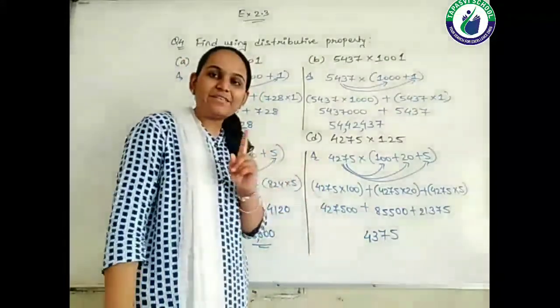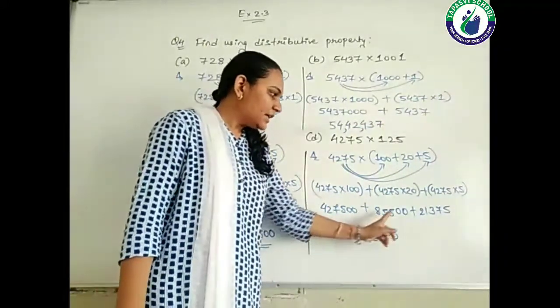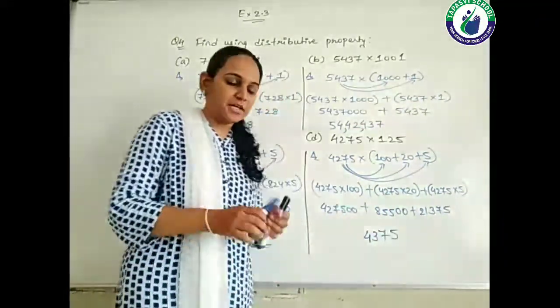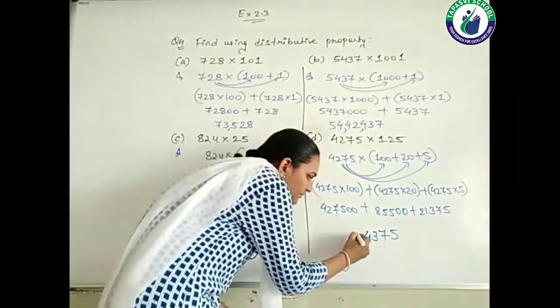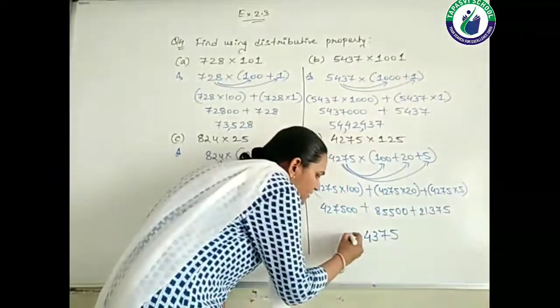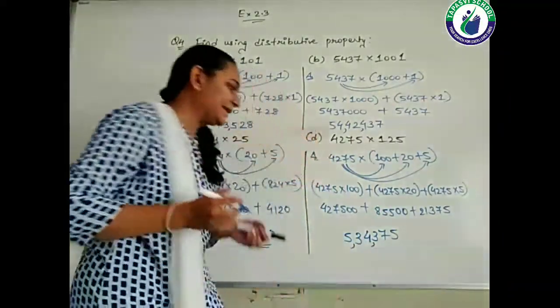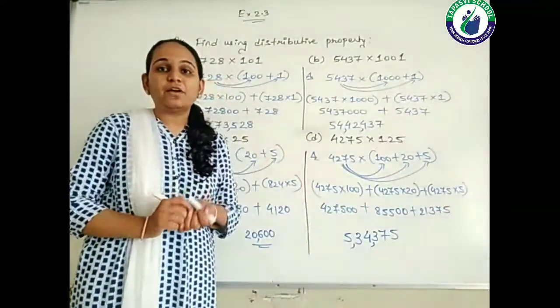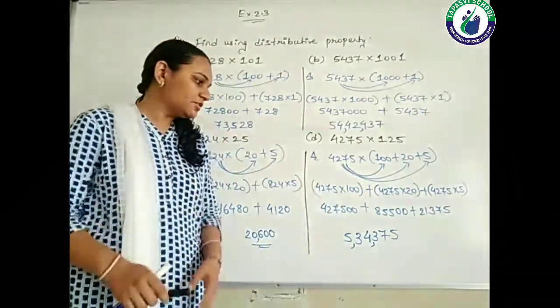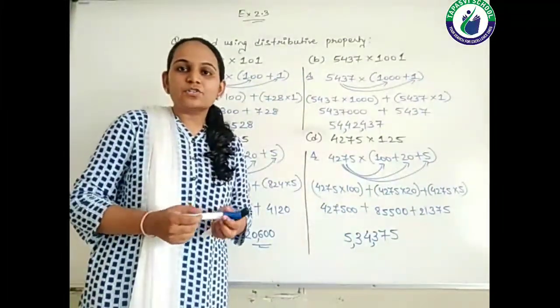Okay students, now we are having 1 as a carry. 1 plus 2, 3, 3 plus 8, 11, 11 plus 2, it is 13. So I am writing 3 here and 1 is in the carry. So 1 plus 4, 5. So the answer is, students, 5,34,375. So this is the answer for the D question, right?